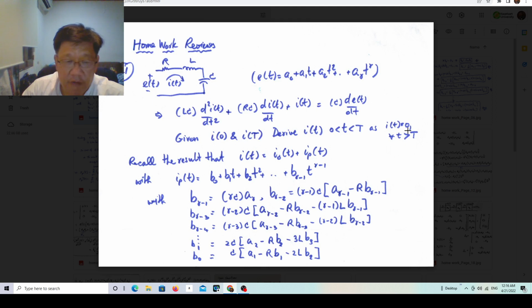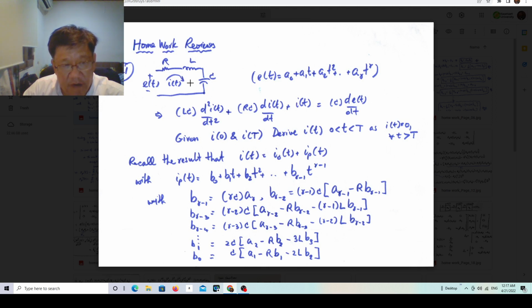Just like when you have an open circuit here at time 0, and then you short circuit at time capital T. With this ordinary differential equation, based on the general solution, i(t) can be written as a complementary solution, i sub c(t), plus i sub p(t), coming from the particular solution.